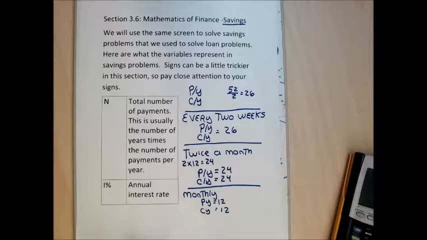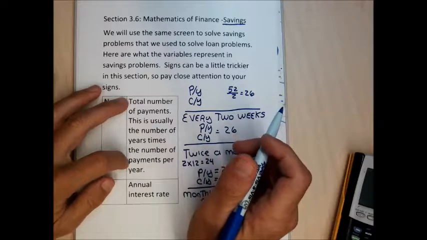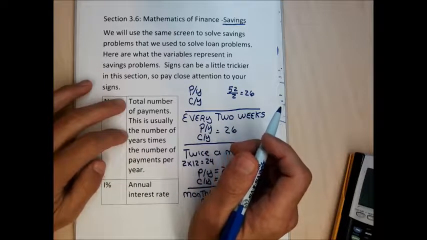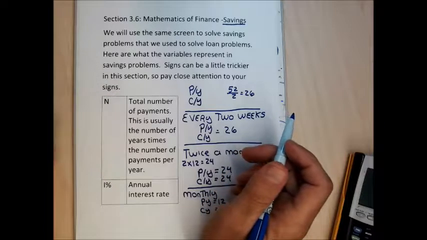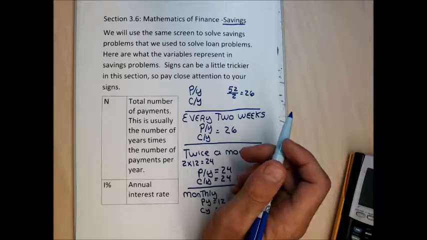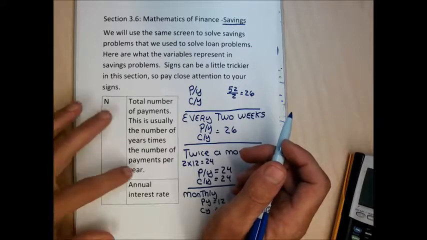So we're going to use the same screen to solve savings problems as we did for loan problems, and we may have to think of the letters a little bit differently depending on the type of question that's being asked. The N's not so different. The N is the total number of payments. In the loan problems, it was usually the total number of years times the number of months. Like if I had a 5-year car loan with monthly payments, I'd multiply 5 times 12 and get 60 for my N. It's going to be the same here.